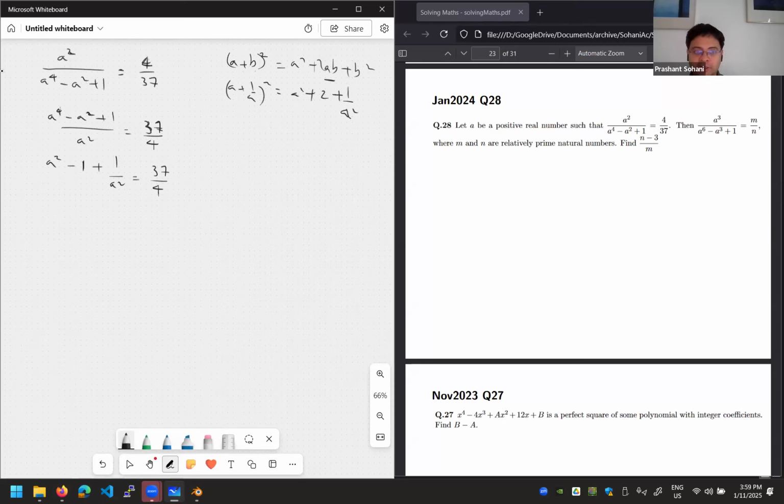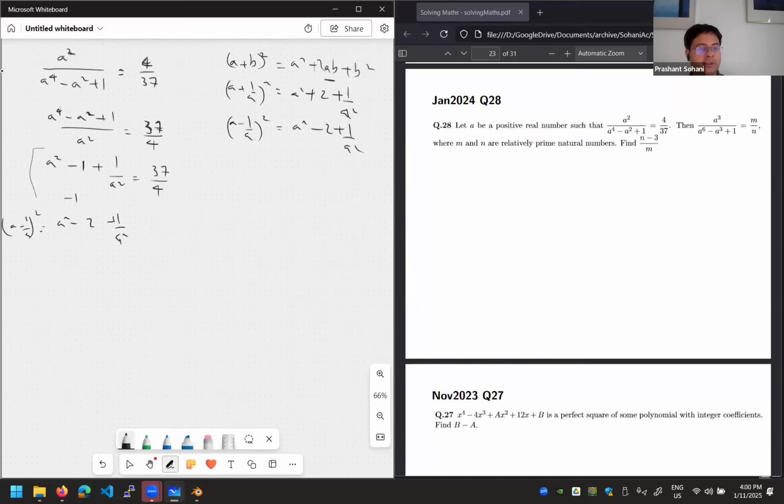Okay, most likely you must be doing this in school already. So this is looking a lot like that, right? That should remind you that, okay, with some adjustment, can I make this a perfect square? If I just look at the middle term, this -1, I can convert this into a square minus 2 plus 1 over a square, if I subtract one more 1. Okay, so that is (a minus 1 by a) whole square.